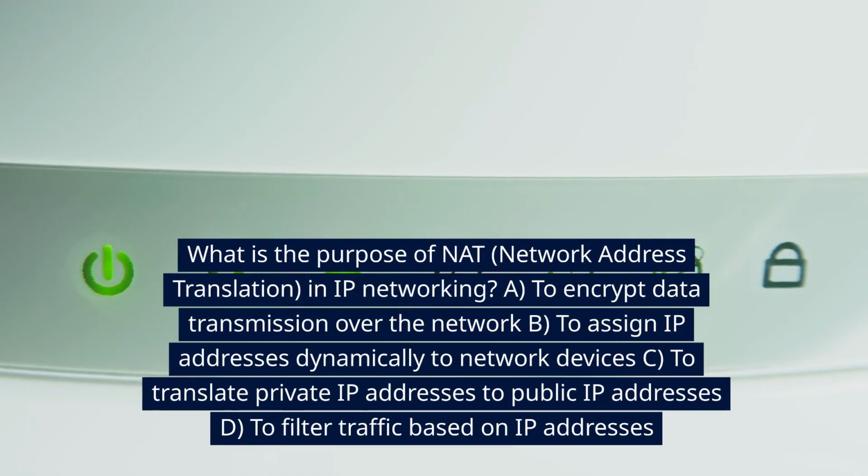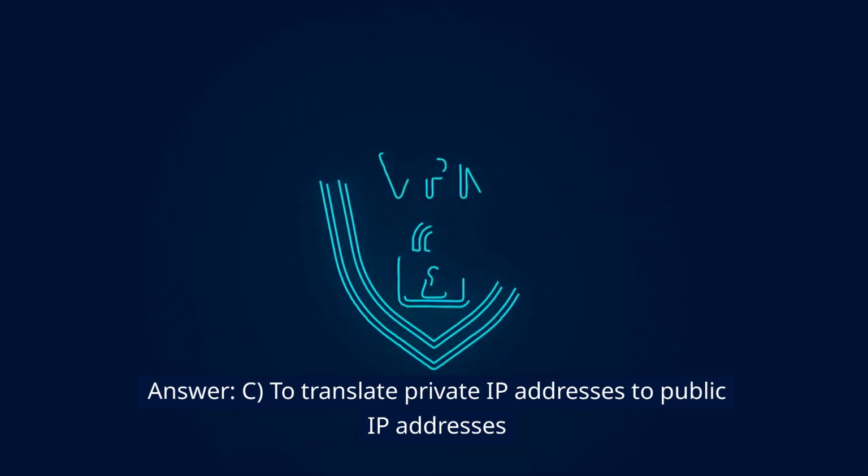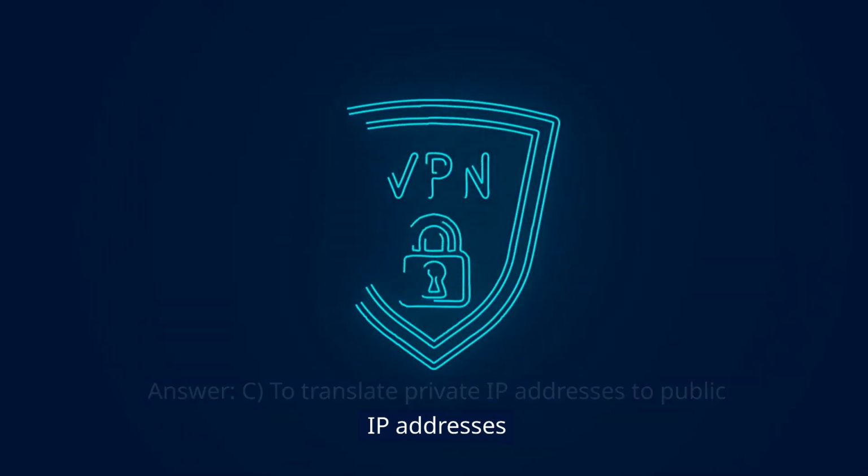A. To encrypt data transmission over the network. B. To assign IP addresses dynamically to network devices. C. To translate private IP addresses to public IP addresses. D. To filter traffic based on IP addresses. Answer. C. To translate private IP addresses to public IP addresses.